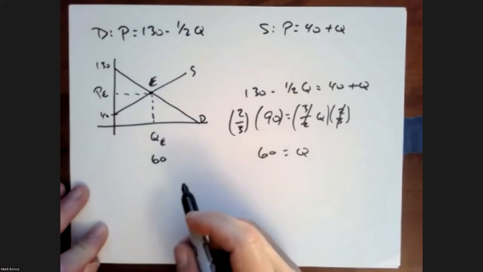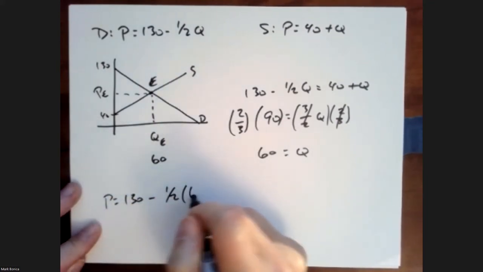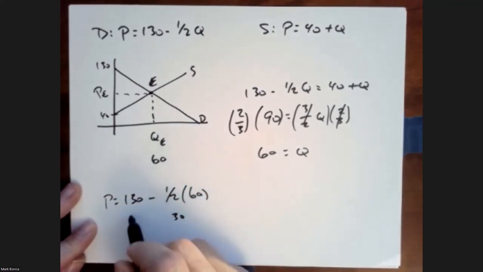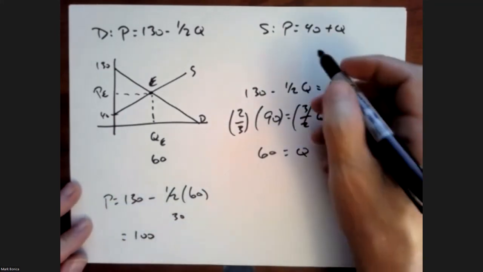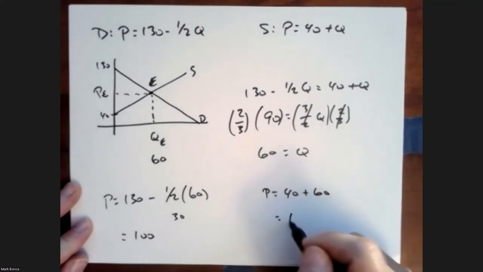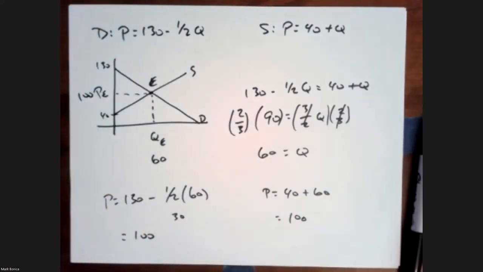If I take 60 and plug it into the demand curve, I get P equals 130 minus 1/2 times 60. 1/2 of 60 is 30. 130 minus 30 equals 100. Over here, if I take P equals 40 plus 60, I get 100. So the equilibrium price is 100. The equilibrium quantity is 60. So that solves problems 15 and 16.